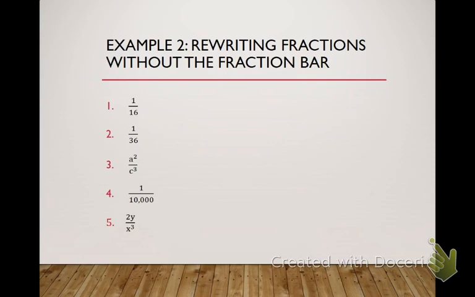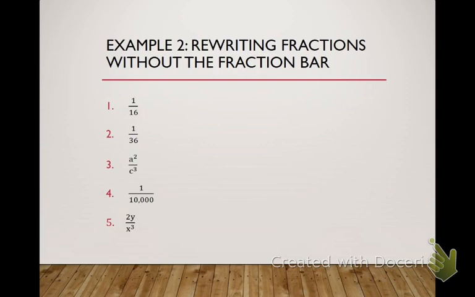Example 2 is completely different than example 1 in many ways, okay? So for example 2, it says to rewrite the fraction without the fraction bar. So I'm not necessarily concerned with only having a positive exponent in my answer. Now, I might, but I might not. I just need to not have a fraction.